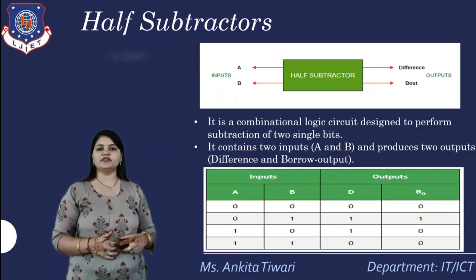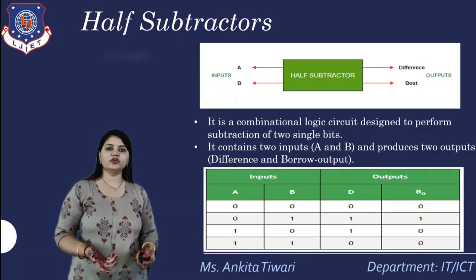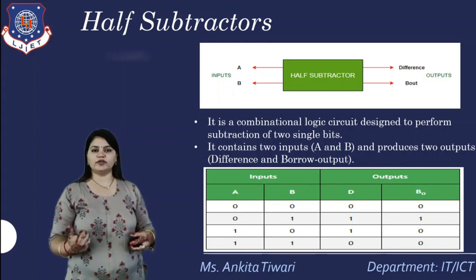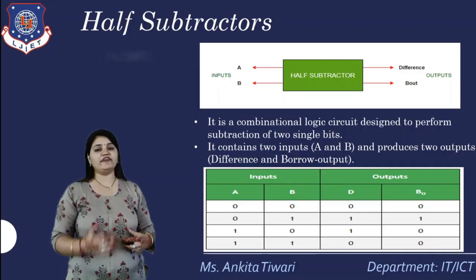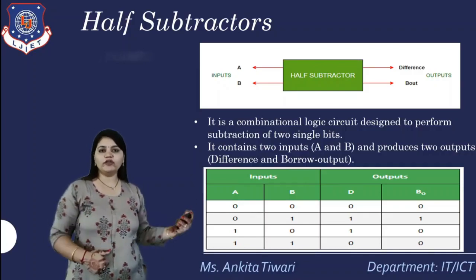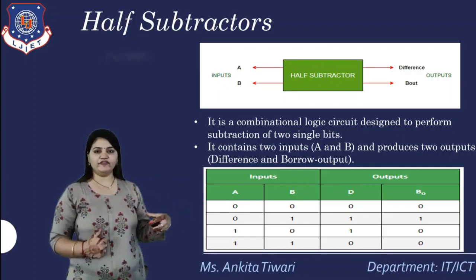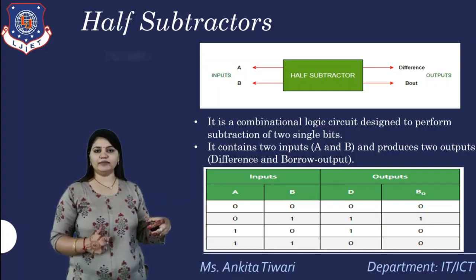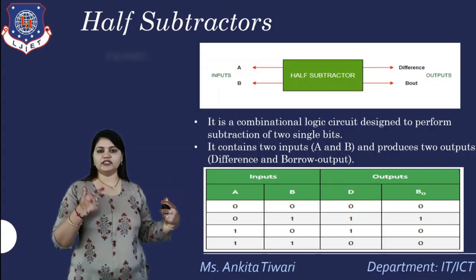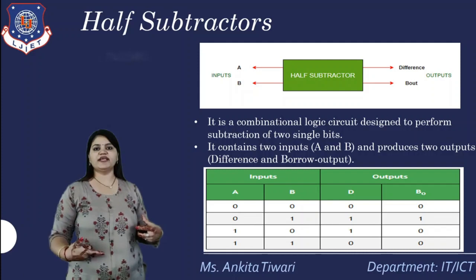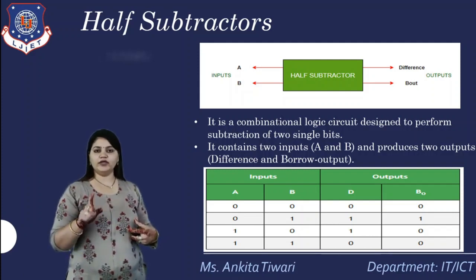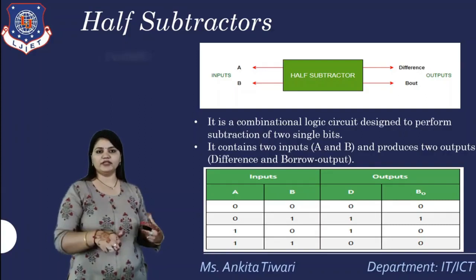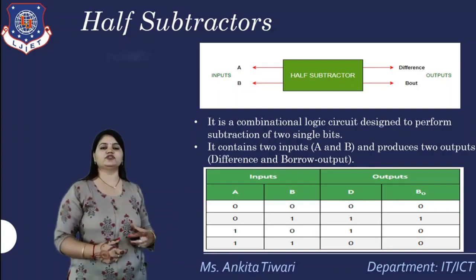As you can see, 0 minus 0, answer is 0. Borrow is also 0. 0 minus 1 is not possible. But if I want to perform 0 minus 1, I have to take a borrow. So here borrow will be 1. That means the 0 will become 2 here, because its base is 2. So if I am taking a borrow of 1, we get 2 with the base. So 2 minus 1, answer is 1. So difference is also 1, borrow is also 1.